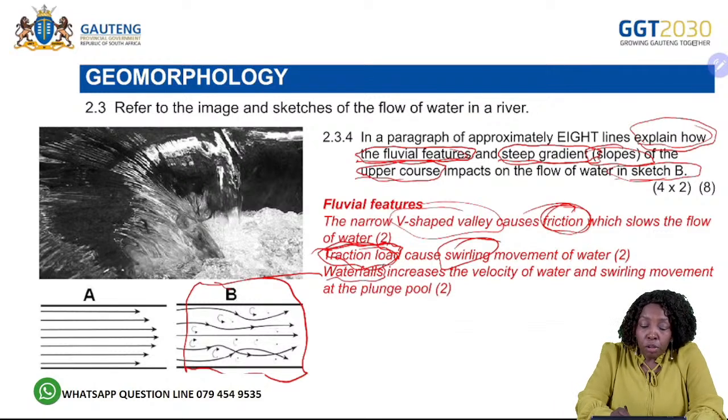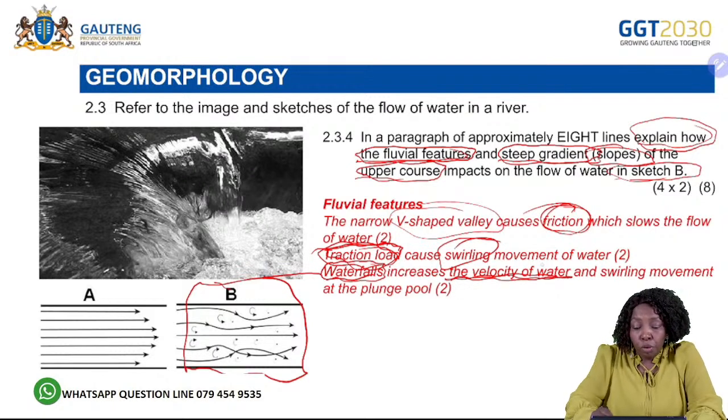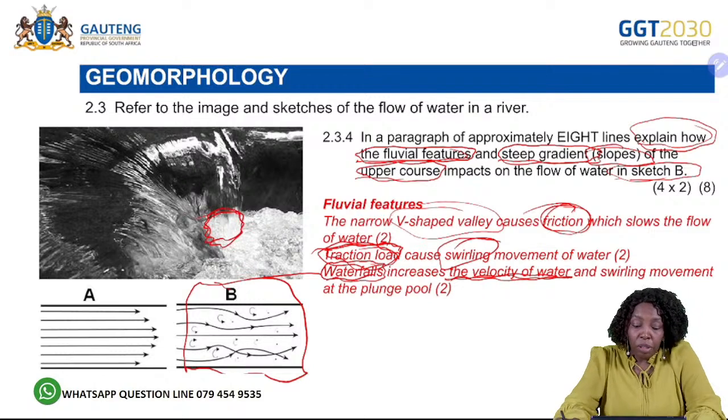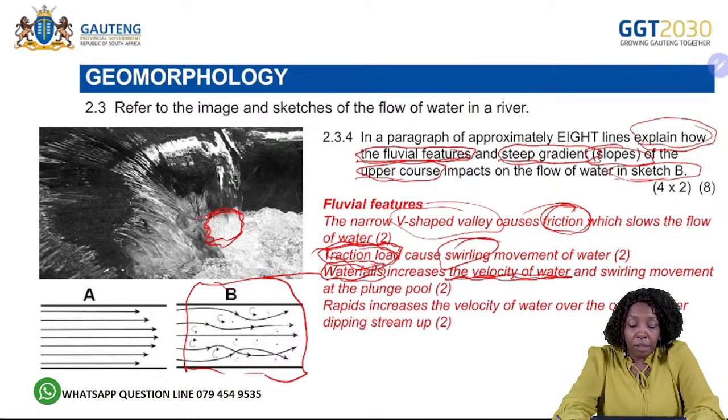So the waterfalls, so we're looking at the feature here, which is the waterfall. What does it do? It increases the velocity of water. So when water passes over the waterfall, obviously it would move at high speed there, and that has an impact on the swelling movement of water in the plunge pool. So we see this right at the bottom of the diagram here, where we see that surface of the plunge pool. So water swells there. Rapids increase the velocity of water over the outcrop or the layer dipping stream up.